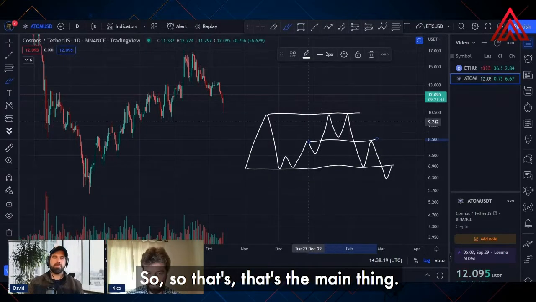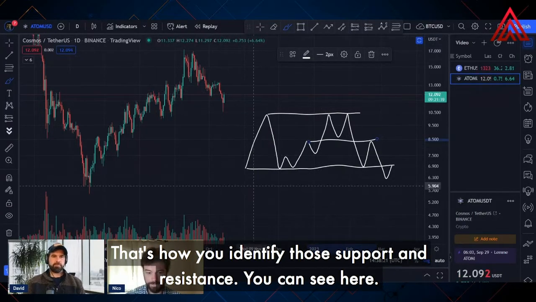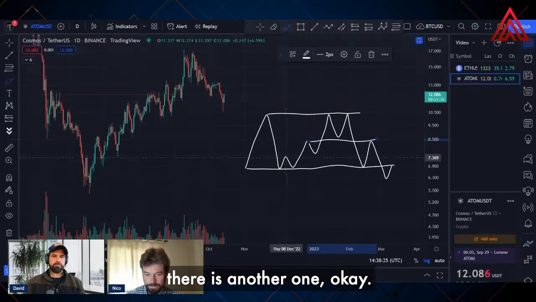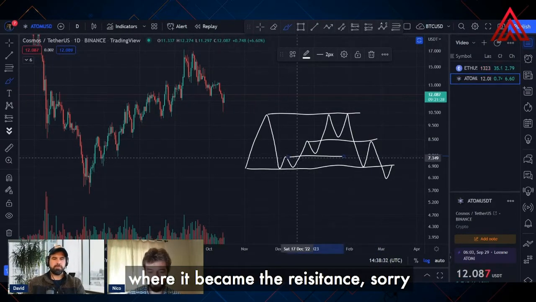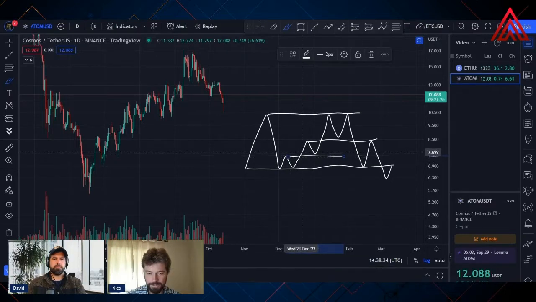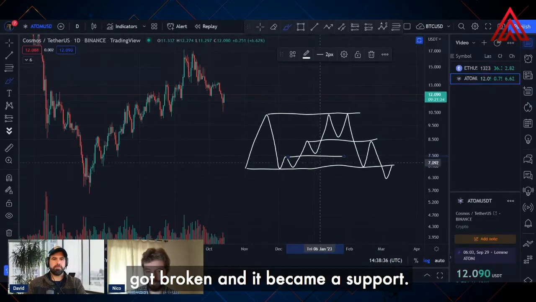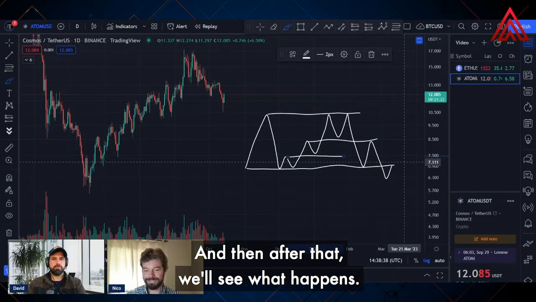So that's the main thing. That's how you identify those supports and resistance. You can see here there is another one. Here you can talk about another one where the resistance got broken and it became a support. And then after that, we'll see what happens.